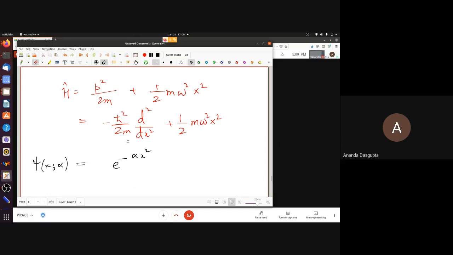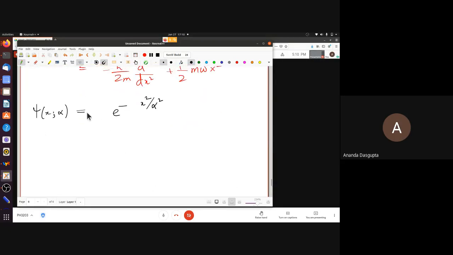Or maybe I will make life a bit easier for myself by choosing it in this form. Okay? And there would be a normalization constant in front, but actually I will not include it. As I just explained, you don't need normalization. You have to divide by the overlap of ψ with ψ, that you have to do. But you don't have to insist that your wave function starts out being normalized. Okay? So this is your ψ(x, α).